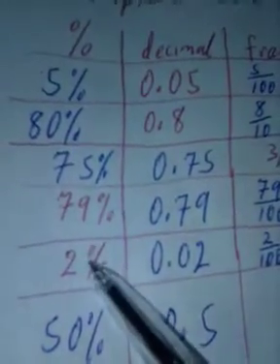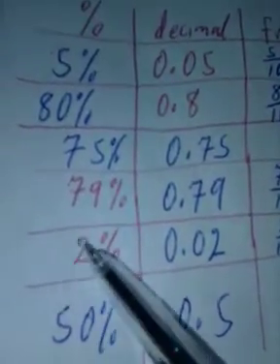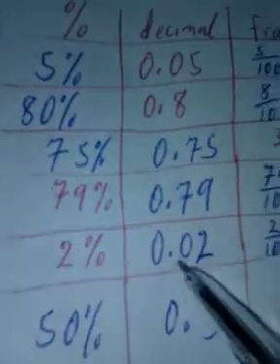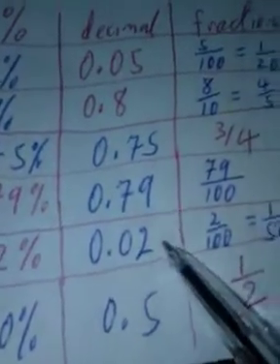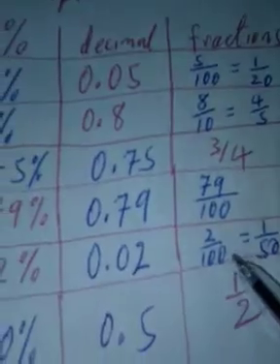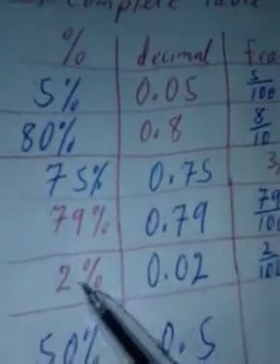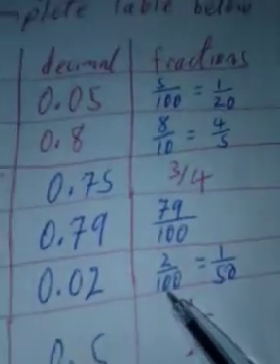2%, move the decimal point over 2 times, so add a 0 here, once, twice. I end up with 0.02. Or if I want to write this as a fraction, this is 2 out of 100. That's what the word percent means, and I can divide. I get 1 over 50.